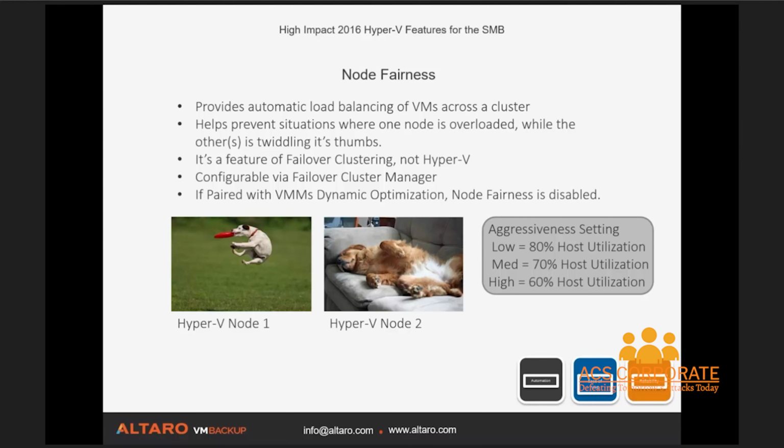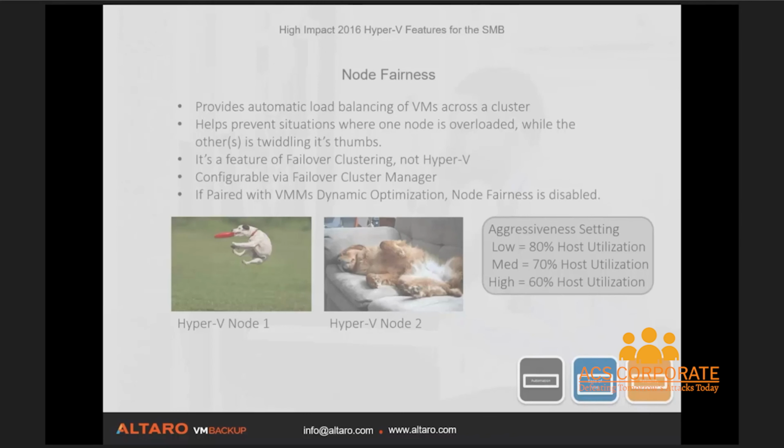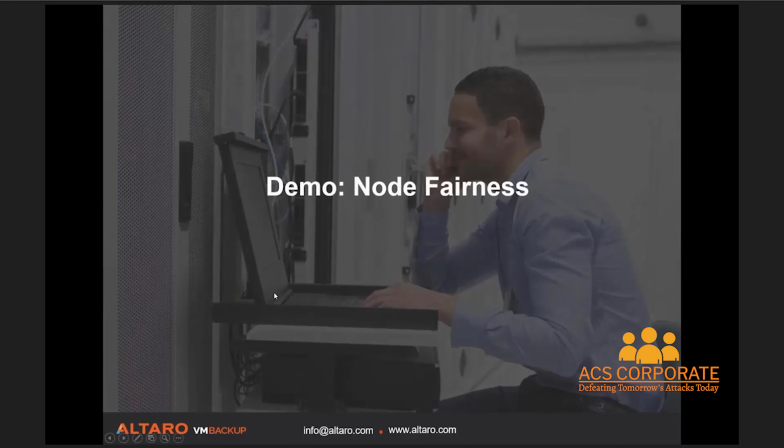So it looks at memory and CPU utilization of each host in the cluster, and if it's set to high, for example, once a particular host in the cluster becomes more than 60% utilized, it will actually start moving virtual machines around inside of the cluster to try and get them more evenly balanced. So let's actually show you how to do this, and then we'll move on.